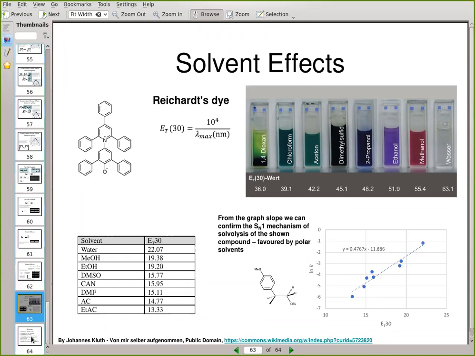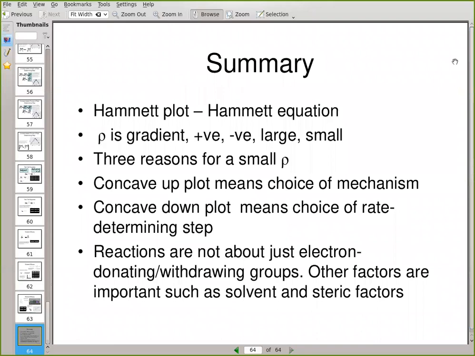Okay. So what we've done in this course is we've explored the Hammett plot and the Hammett equation. And then, of course, when you plot it and you get a gradient, the gradient can be positive, indicating a movement of electrons towards you in the rate determining step, or negative, meaning movement of electrons away from you in the rate determining step. It can be large or it can be small. And we know there are three reasons why we can have a small reaction constant. Of course, I've come across two cases and I've given you two examples of concave up and concave down plot.